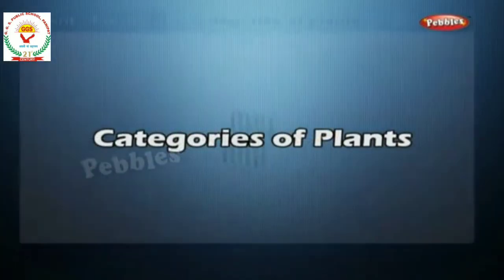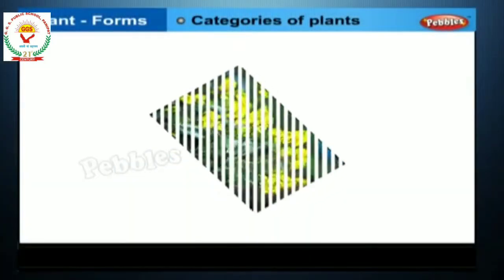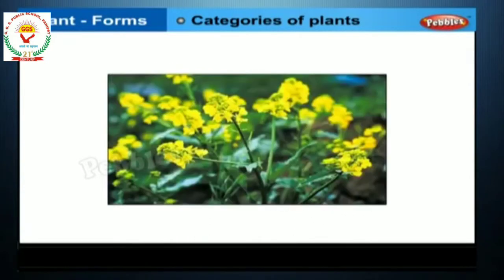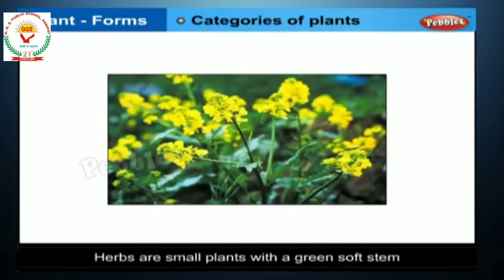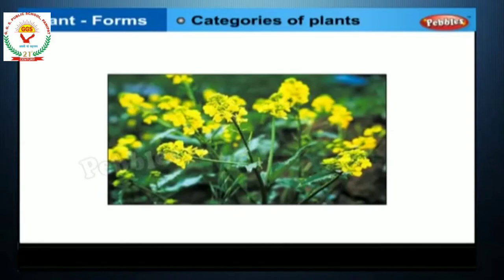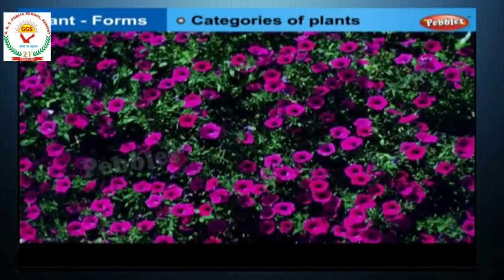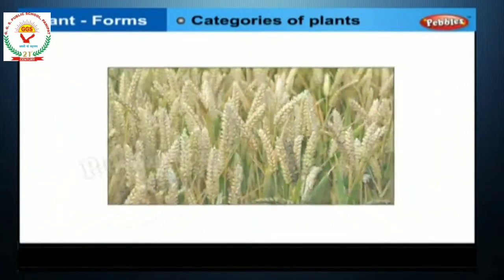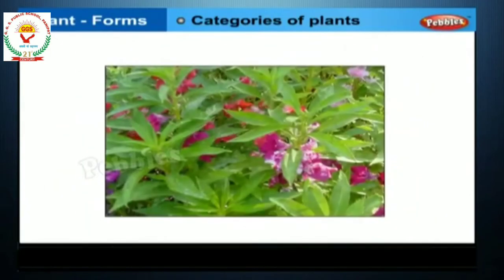Categories of plants. Based on size, you can divide the plants into three categories. Herbs are small plants with a green soft stem. They do not grow more than 3 to 4 feet in height as shown. Example: mustard, sunflower, petunia, pea, wheat, paddy and balsam.